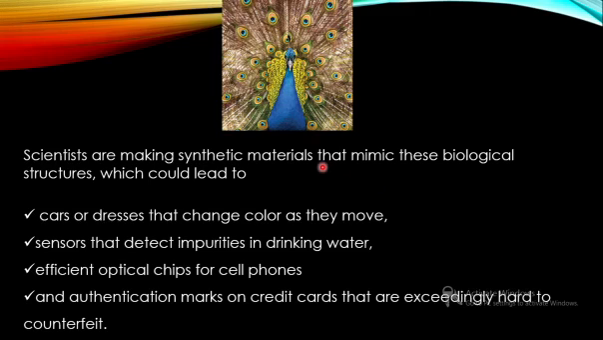Okay, so how do these applications or these templates from nature help us in devising applications? Scientists are making synthetic materials that mimic these biological structures. And what are they used for? They can be used in cars or dresses that change color as they move. Can you imagine? You don't have to buy dresses or buy cars of different colors.